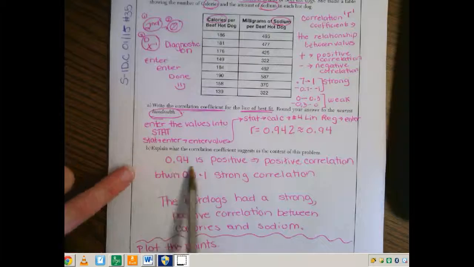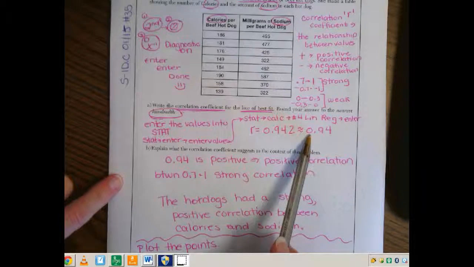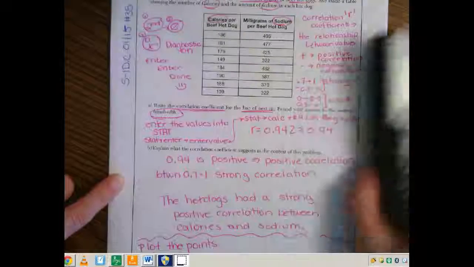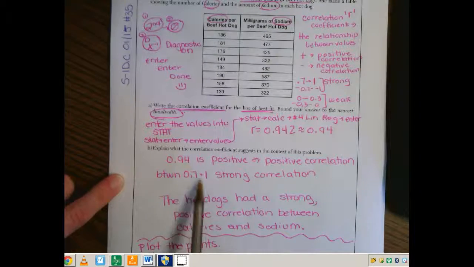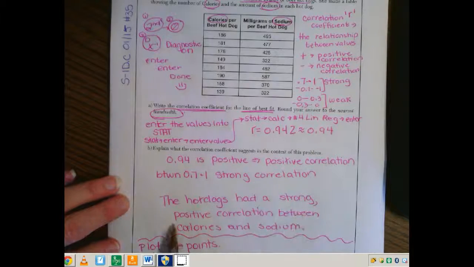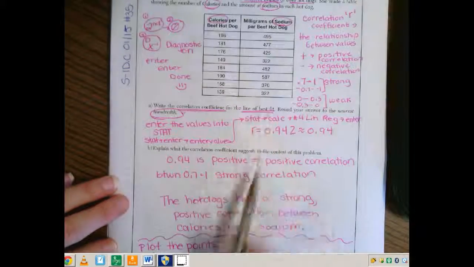Now I know 0.94 is positive because it's not negative, and we checked it with the graph. Number goes up, so we know it's positive. Because it's between 0.7 and 1, we know it has a strong correlation. So the hot dogs had a strong positive correlation between calories and sodium.